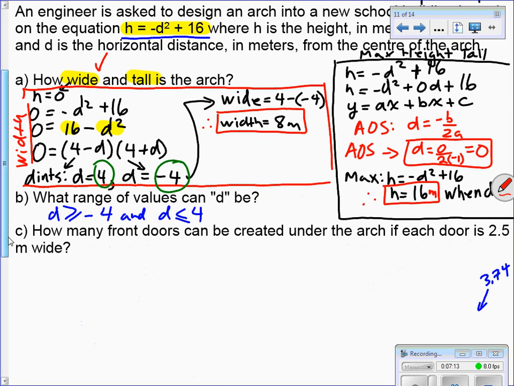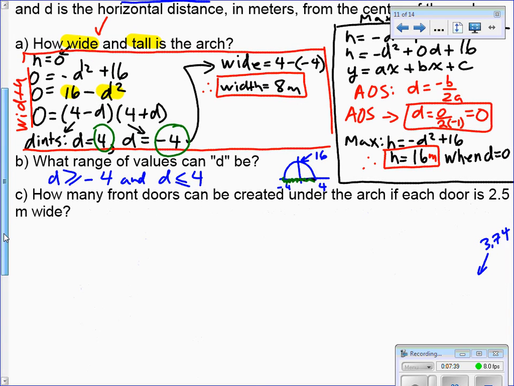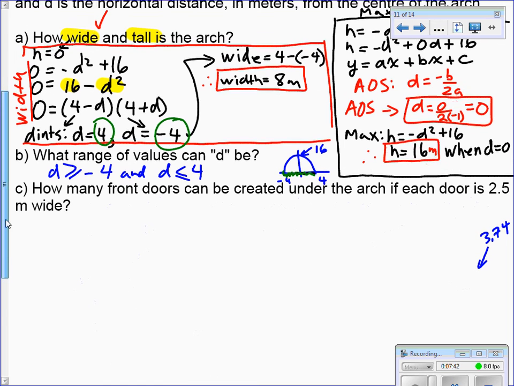Now, basically, if you just think about it, this is what our graph looks like. Its maximum is at 16 based on all that information, and it literally moves from -4 to +4. Isn't that what we just showed? So we moved from -4 to +4 inclusive. The equal sign in those inequalities tells us that.